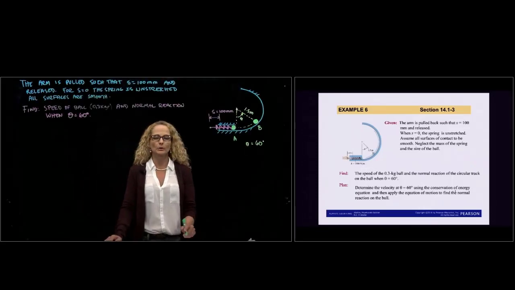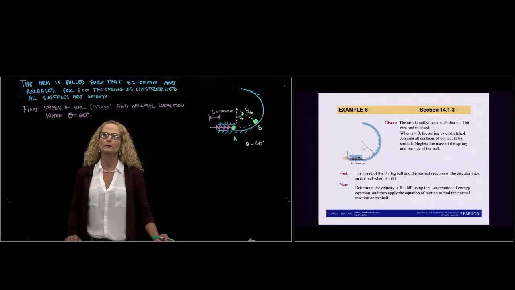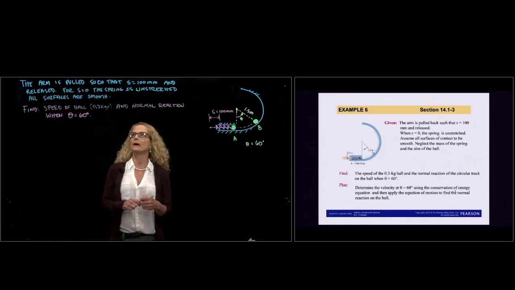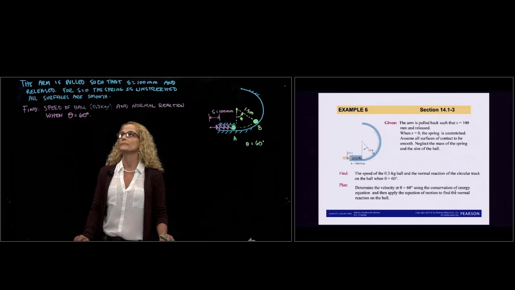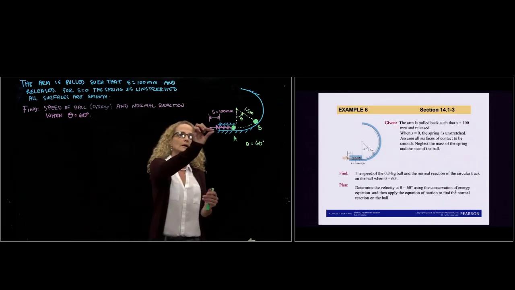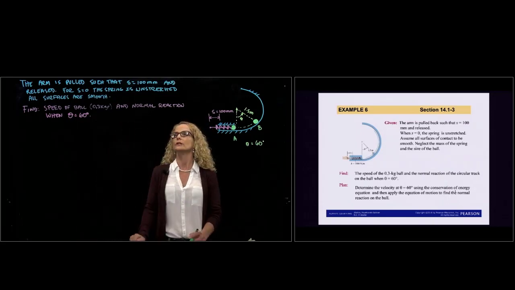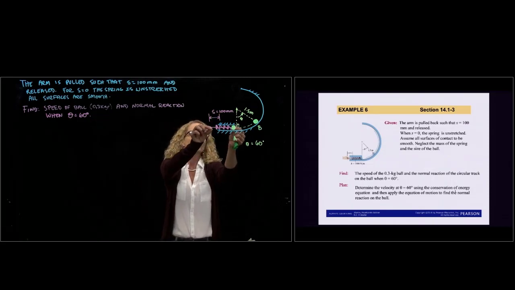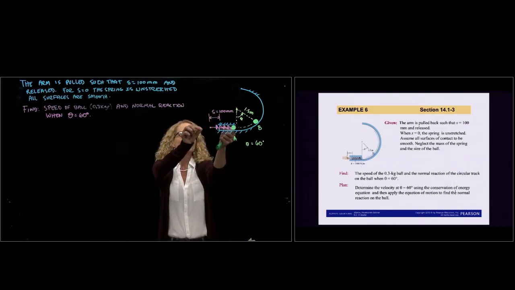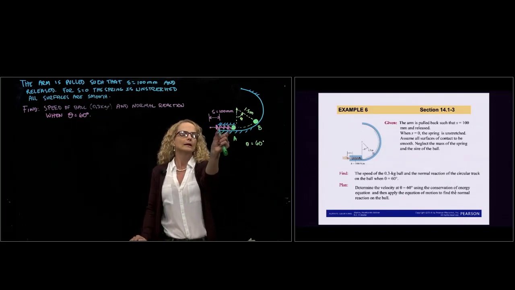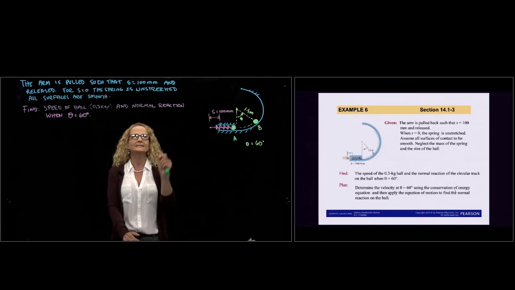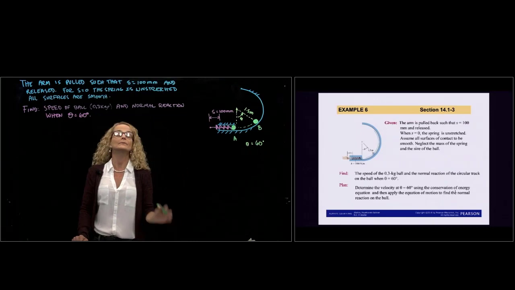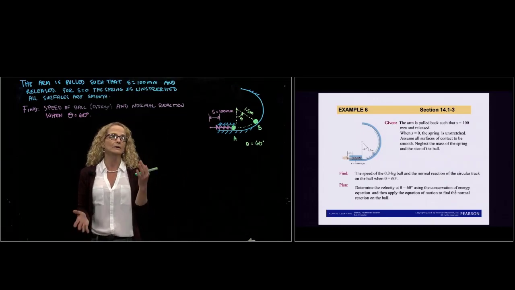Hi, this is example number 6 of section 14.1.2.3, and we are talking about the conservation of energy. The arm right here is pulled such that S is 100 millimeters. So you can imagine that the ball is pulled back and the spring is compressed 100 millimeters and released. When it says release, it starts from rest.